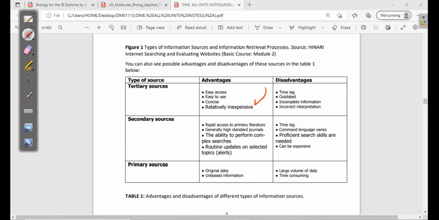And it is relatively inexpensive. The information is very cheap. The source of information is very cheap. A textbook, a dictionary, those are very cheap.